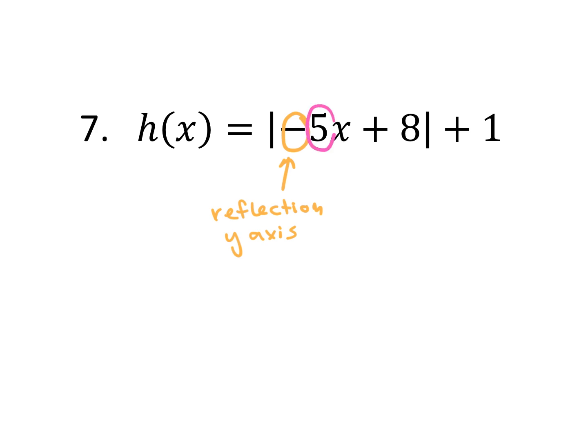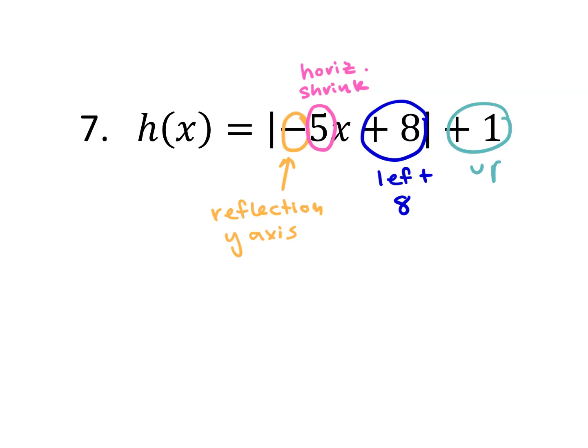When we multiply by a number that's greater than 1 on the inside, horizontal shrink, because it's the opposite on the inside. So since 5 is greater than 1 and it's on the inside, it's the opposite. It's a shrink. To the left, 8 units. Perfect. When we add on the inside, it's to the left 8. Up 1. All right, let's look at number 8.